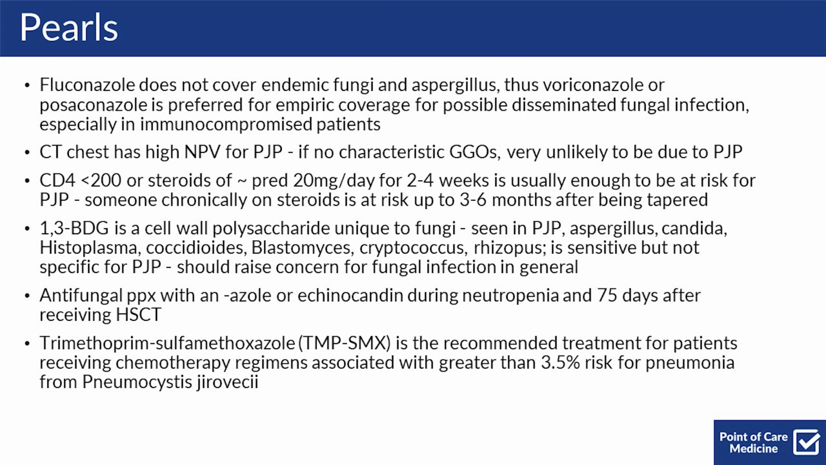Antifungal prophylaxis with an azole or an echinocandin during neutropenia and 75 days after receiving a bone marrow transplant is pretty standard. And you can also get trimethoprim-sulfamethoxazole, or Bactrim, as the recommended treatment for patients receiving chemo regimens that are associated with greater than a 3.5% risk for pneumonia for PJP.